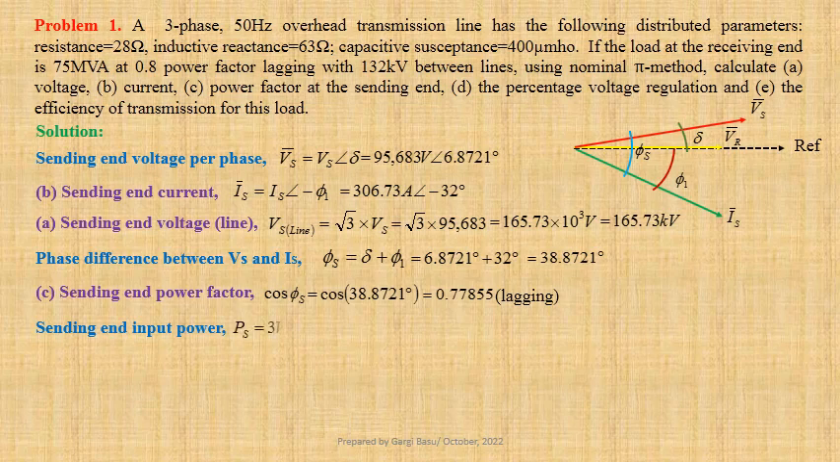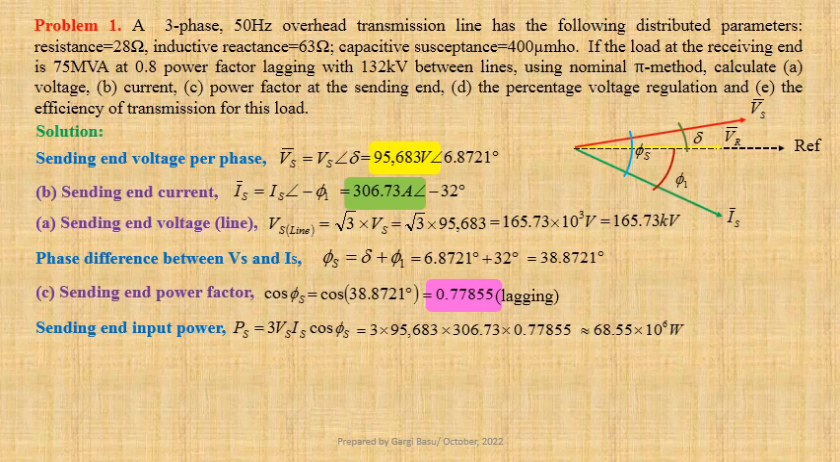Now we shall compute sending end input power. Ps equals to 3 times Vs into Is cos phi s. Using values we get 3 into 95,683 into 306.73 into 0.77855, which is approximately equal to 68.55 into 10 to the power 6 watts or 68.55 megawatt.